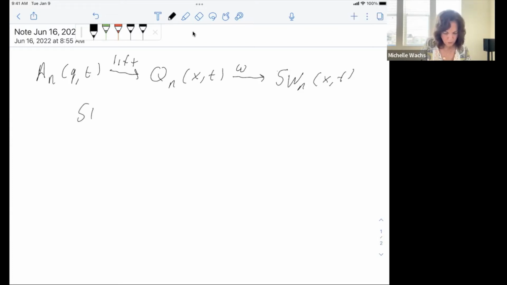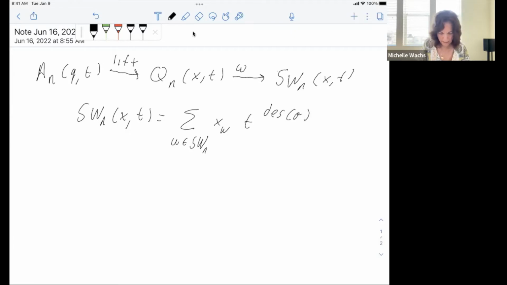with a Smirnov word enumerator defined, and these were words over the alphabet of positive integers with no adjacent repeats.